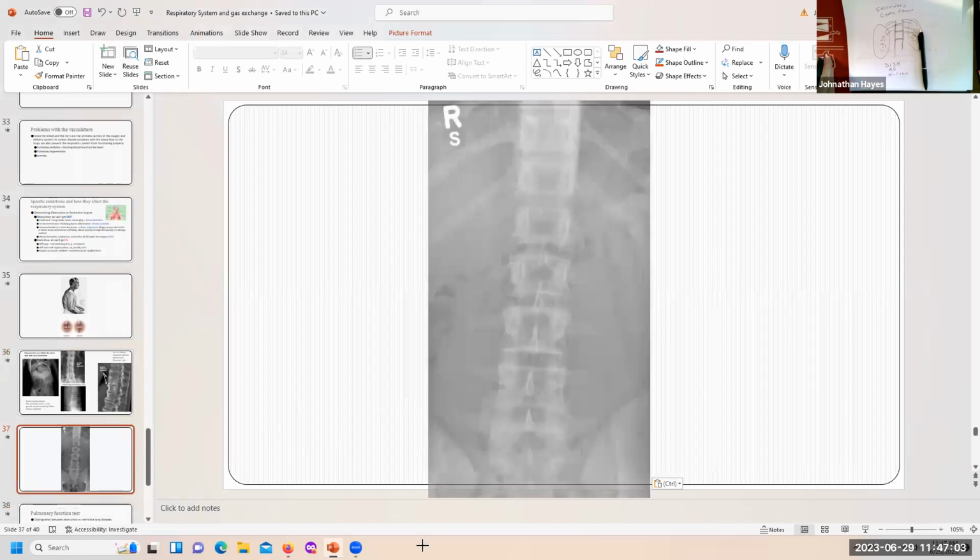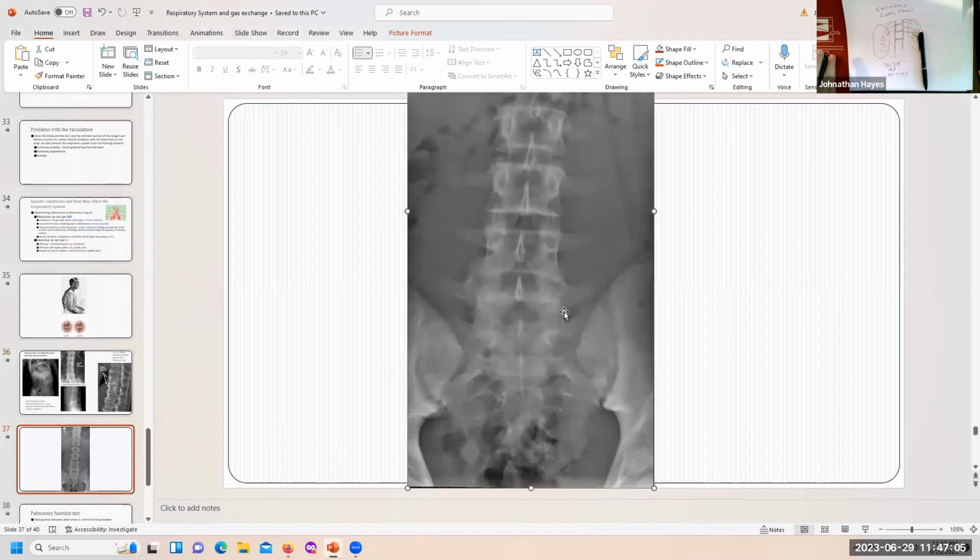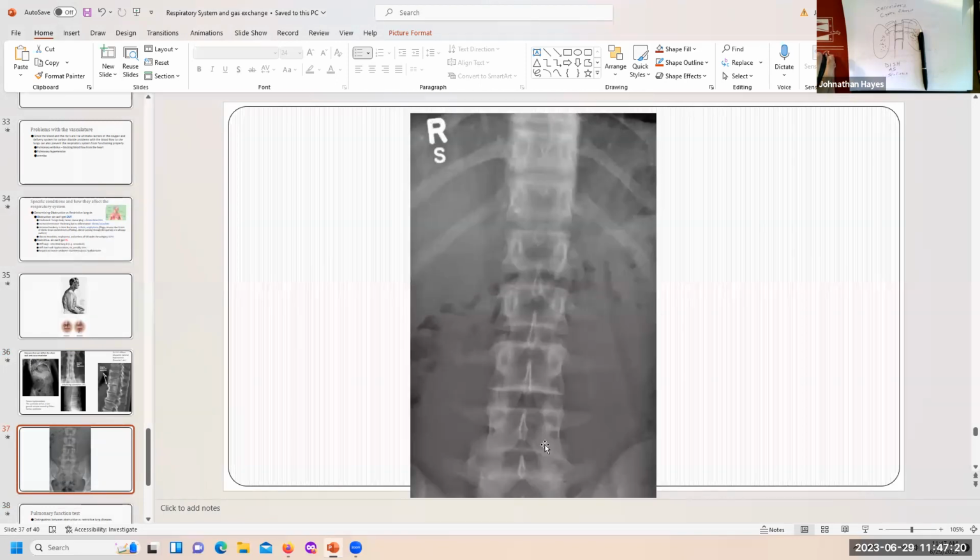So let me just enlarge this. So here is the sacrum. So here's how we know where we are. This is S1. Here is the bottom part of L5 articulating with the sacrum. So here are the transverse processes of L5, L4, L3, L2. So L1, T12. We can always figure out where T12 is because that's where the ribs are.